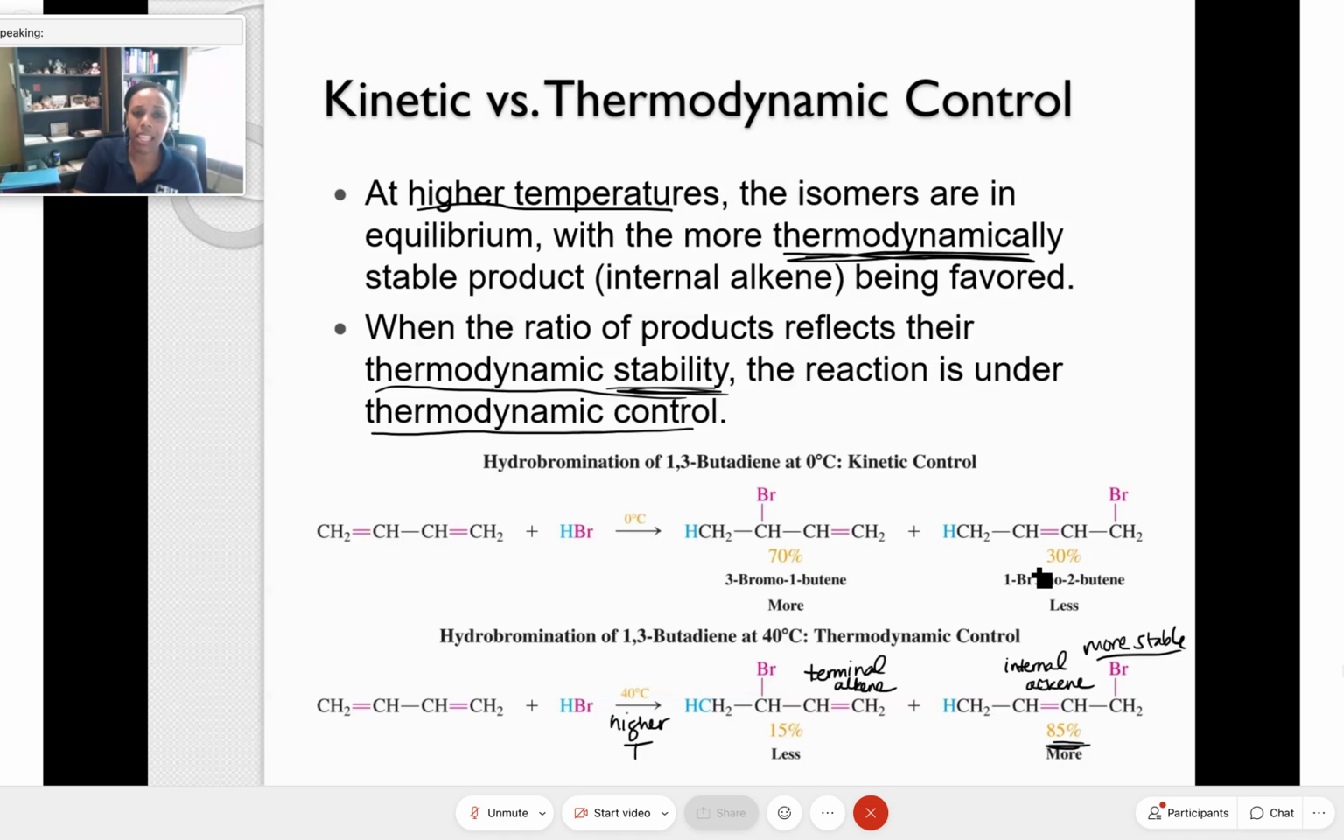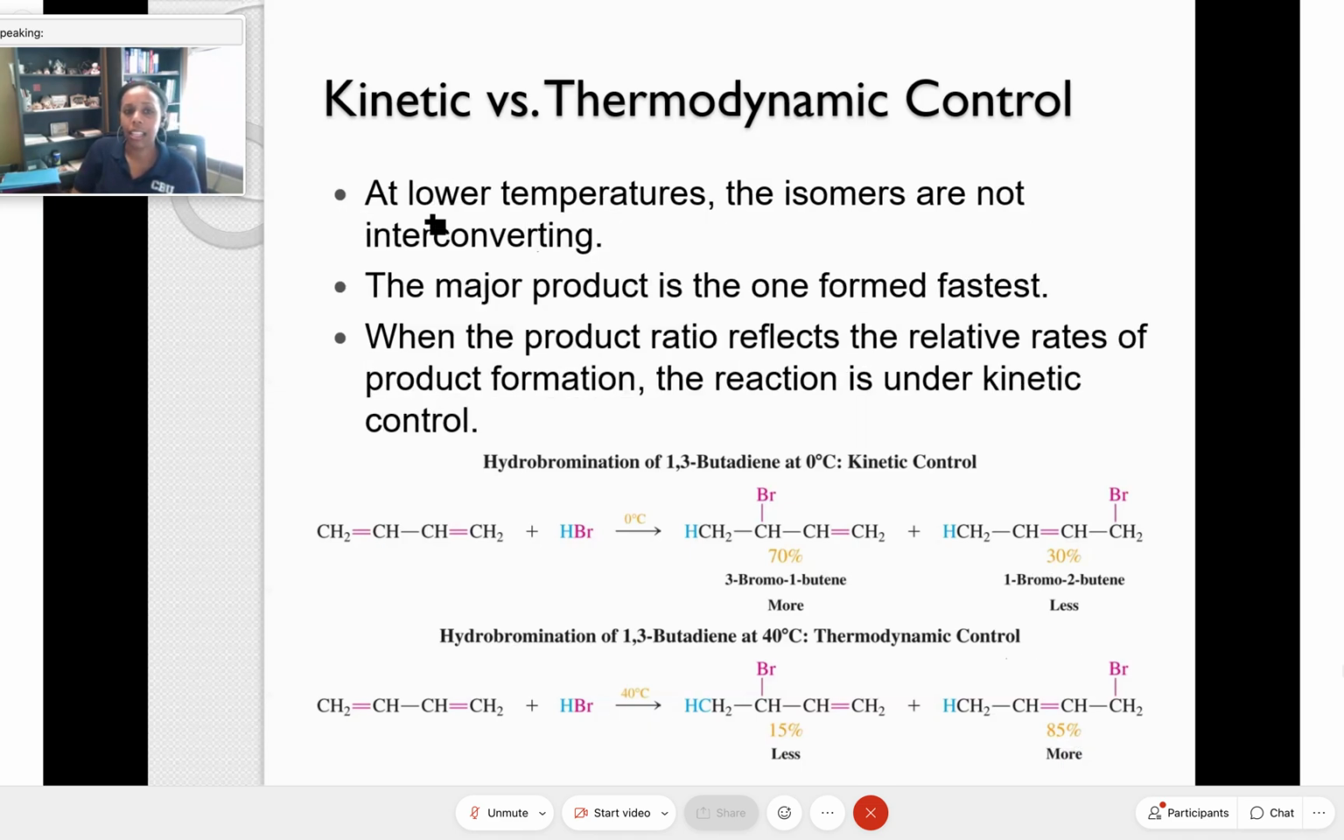So then what's happening at lower temperatures? At low temperatures, we have our isomers not interconverting. So we're talking about the major product is just going to be whatever's formed fastest. So what is fastest? We know that that's kinetics now. The rate of the reaction, we're talking about kinetics. So whatever's formed fastest, that's what we get the most of. So this is what's formed fastest, which is why we have a higher yield of this.